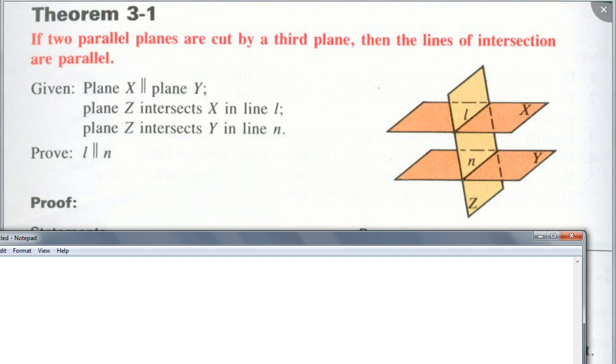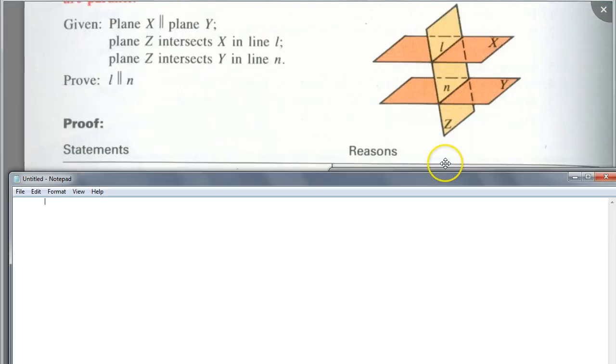Let's prove this. Let's take a look at the proof and see whether we understand. I want you to note what's given to us. First, they said plane X and plane Y are parallel, right? That's what's given. Plane Z intersects X in line L, and plane Z intersects Y in line N. Where are they getting that from?